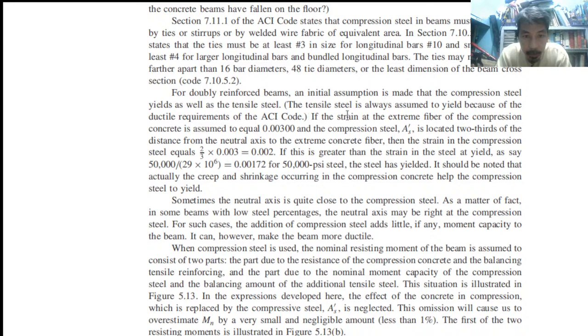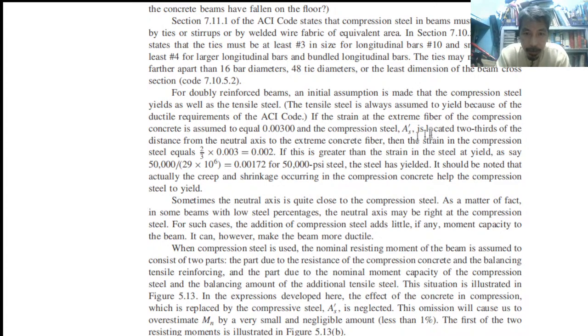If the compression steel yields as well as the tensile steel, that is the assumption. Compression steel is also yielding. But tensile steel is always assumed to yield.